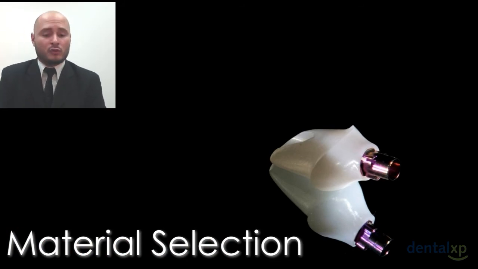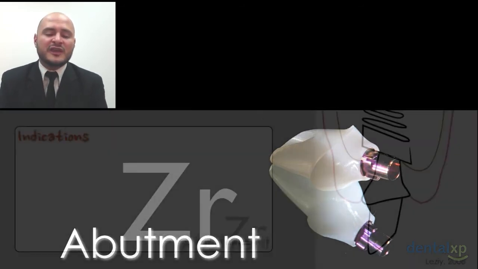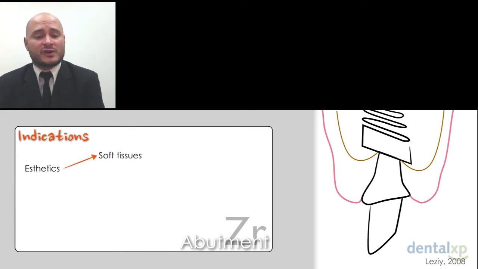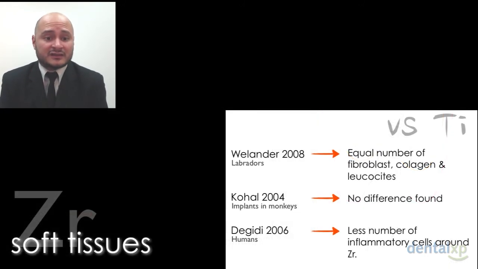What type of abutment were we going to use? Were we going to use a zirconia abutment? Were we going to use a titanium abutment? If we were thinking about using a zirconia abutment, we got to think about what indications we use zirconia abutments for. Do we use it only for aesthetics of the soft tissues, aesthetics of the restoration? Does it really have an effect on the health of the soft tissues, or does it not?